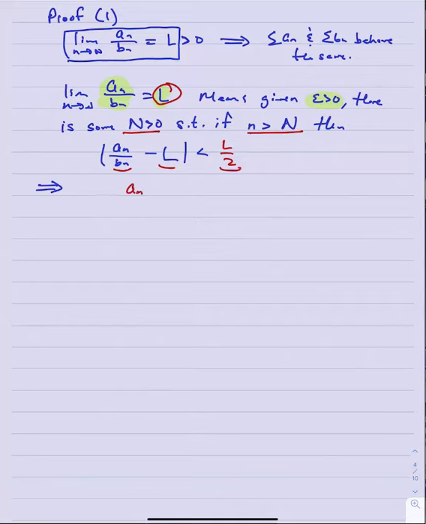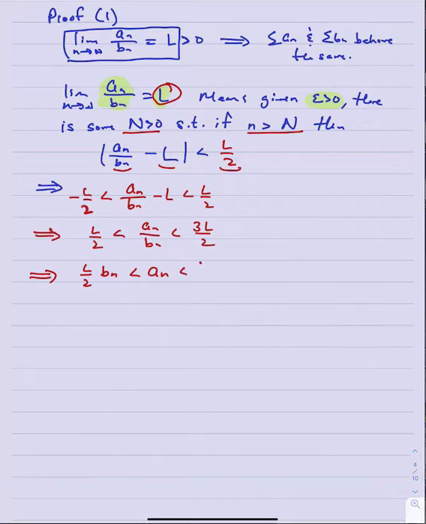Okay, notice that that really says a_n over b_n minus L is greater than negative L over 2 and less than L over 2. Or to put it another way, that means L over 2 is less than a_n over b_n is less than 3L over 2. Or to put it another way, that says L over 2 times b sub n is less than a sub n, which is less than 3L over 2 b sub n. And let's write that in two parts. If I look at this part, that says that a sub n is less than 3L over 2 b sub n.